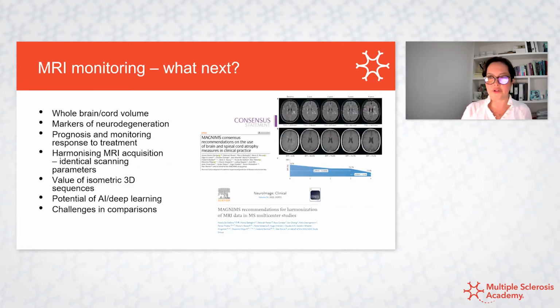So what next? What does the future hold in MRI monitoring? I think there's an awful lot written, and Magnims has made the most of lockdown and really been publishing prolifically over the last couple of years, talking about atrophy, talking about harmonizing MRI data. And I think all of this is really important. I think that we're going to be doing a lot more whole brain and cord volumes. This has been talked about for years.